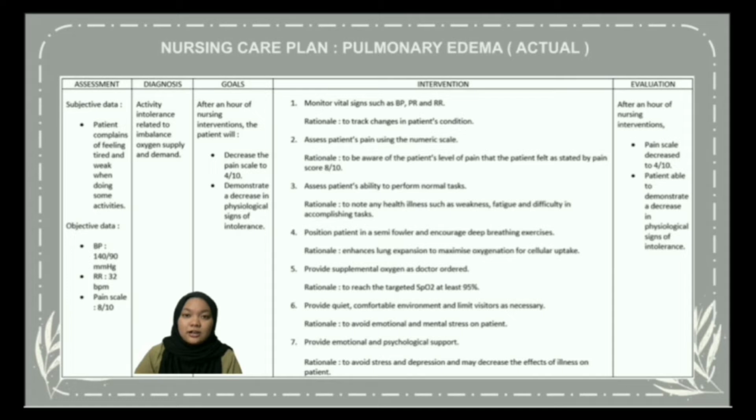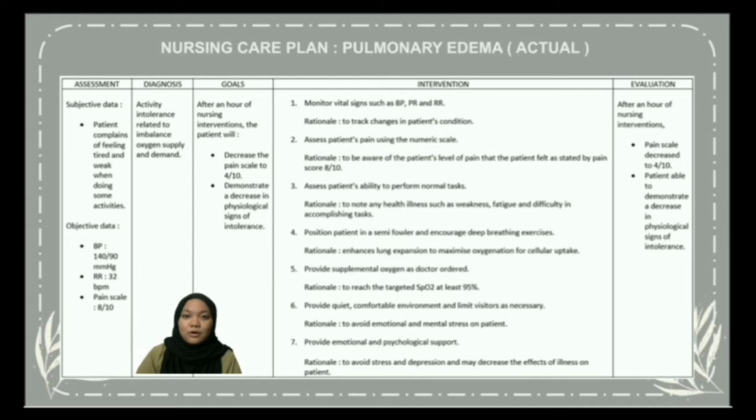Rationale: enhance lung expansion to maximize oxygenation for cellular uptake. Number 5. Provide supplemental oxygen as doctor ordered. Rationale: to reach the target SpO2 of at least 95%. Number 6. Provide a quiet, comfortable environment and limit visitors as necessary. Rationale: to avoid emotional and mental stress on the patient.